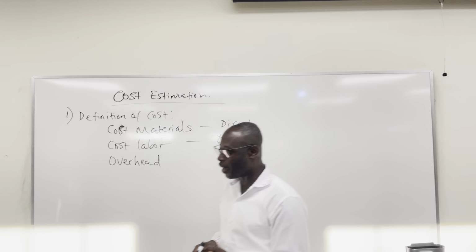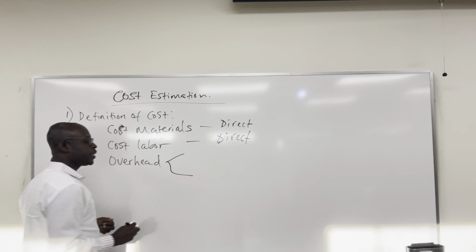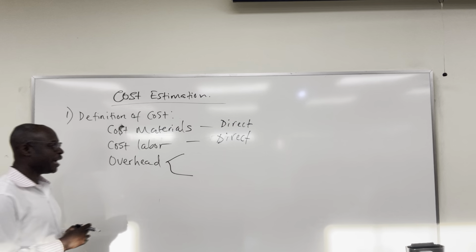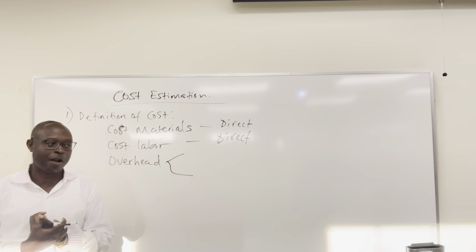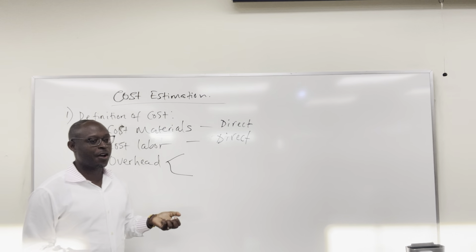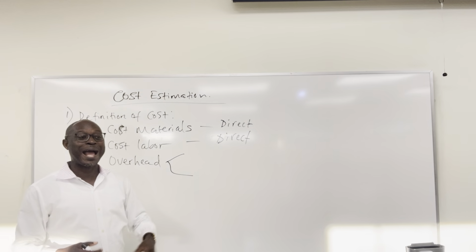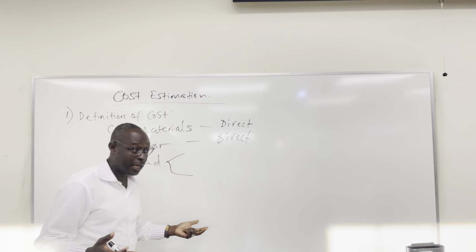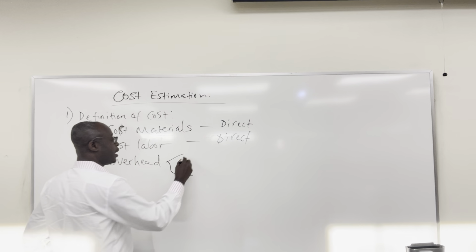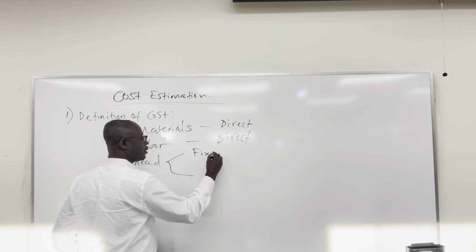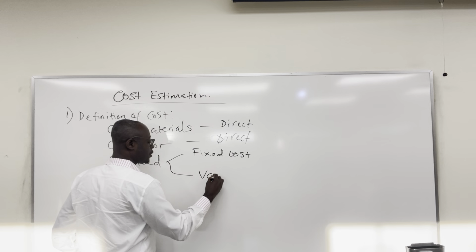The problem becomes the overhead cost, which we can generally divide. We typically refer to these as indirect costs. They are indirect costs in the sense that you cannot directly trace it to the final product, but you can attribute it, you can allocate it to the final product. And those indirect costs, we could say, could be fixed costs, or it could be variable cost.